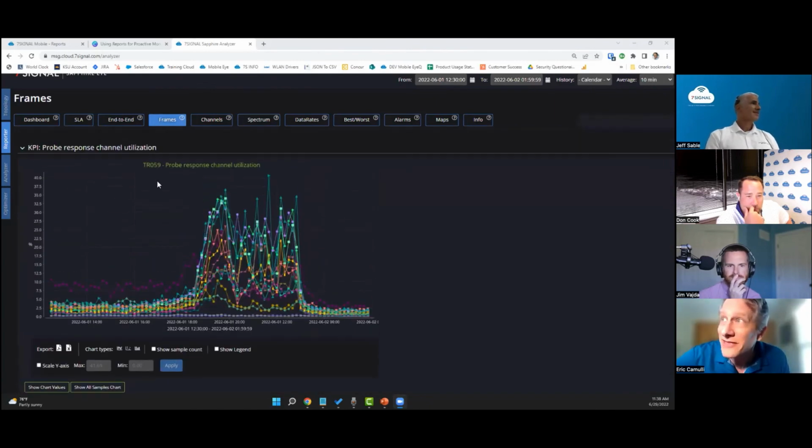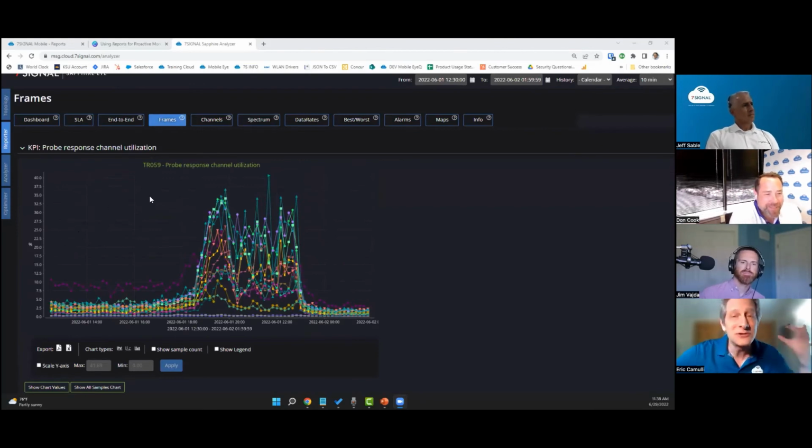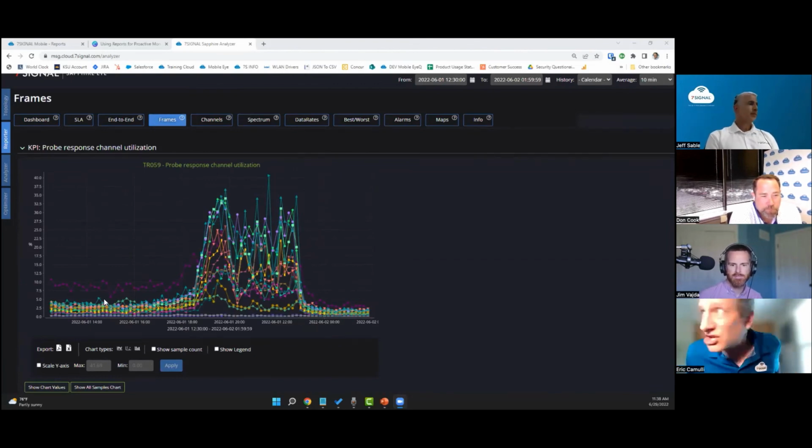Yowzer, look at the percentage of utilization from just probe responses. Again, if you don't have a healthy Wi-Fi environment, then this is going to be a huge problem for you. And this is a nice way for us to gauge, okay, do we have a good baseline? Yes. What happens when the event begins? You can see the probe response channel utilization really spike up into the 30s here, and then it comes back down after the event is over.